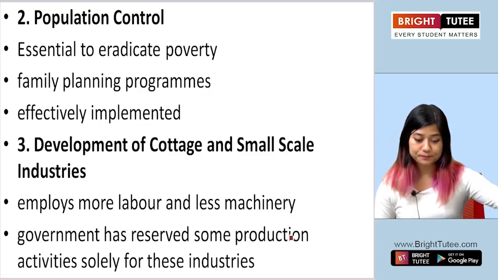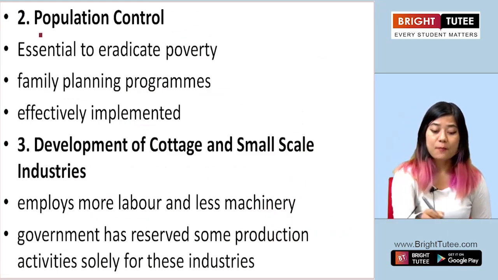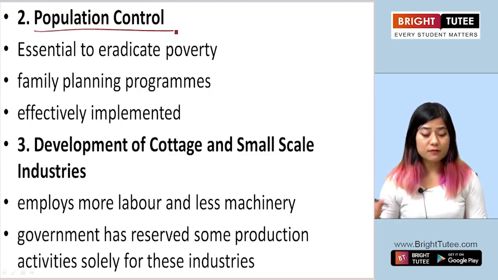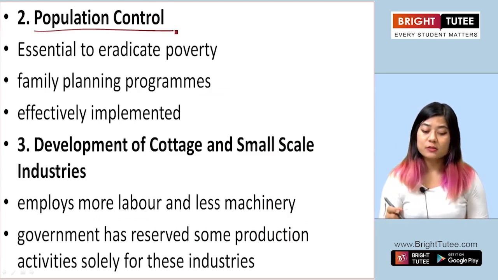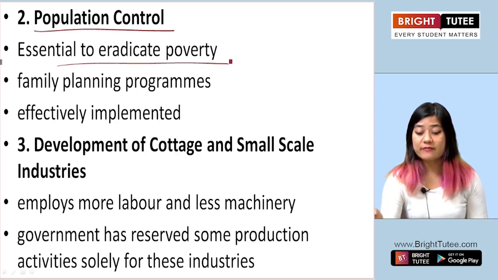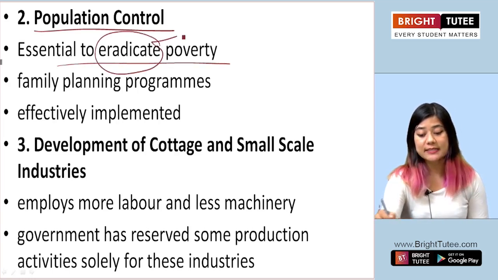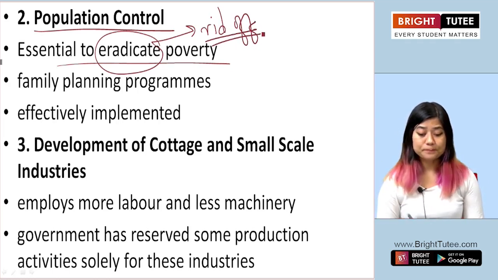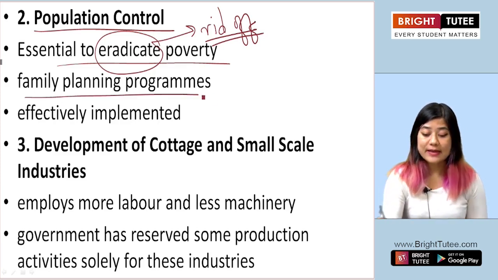All right, the second is population control. By controlling the population, we can get rid of poverty. Now, population control is very essential for eradicating poverty. Eradicate means to get rid of. Okay, now how can we do it? How can we control the population? So there has to be family planning programs.